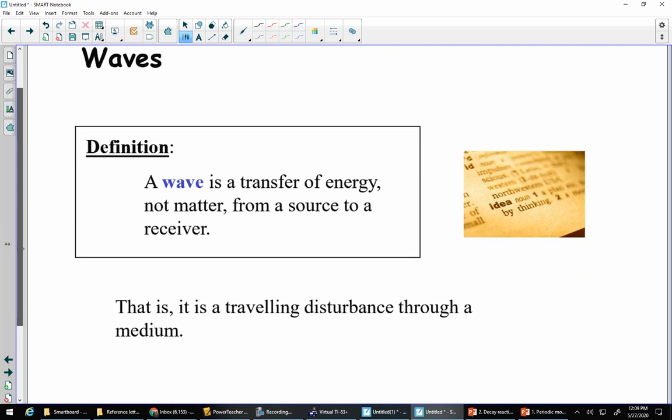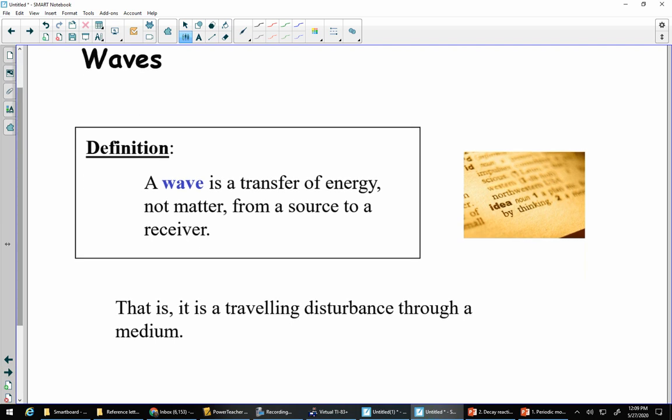So first and foremost, when we talk about a wave, it's a transfer of energy from a source to a receiver, not matter, right? In other words, it's kind of like a traveling disturbance through a medium. So we've got to talk about all these different little pieces here.